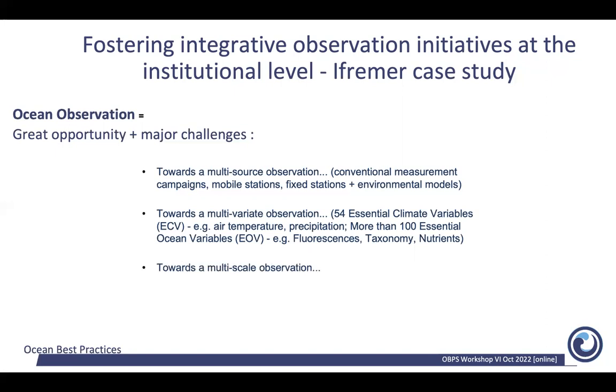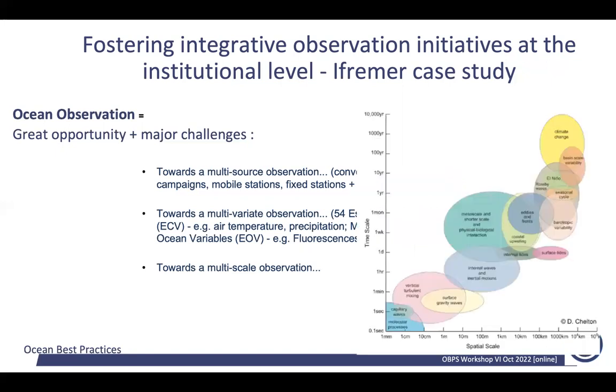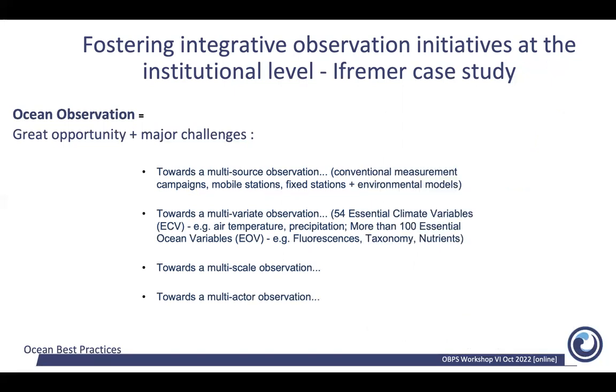We are heading toward a multi-scale observation, and I'm sure you know those kinds of figures, where you can go from very small spatial scales to huge ones, and it's the same time-wise. And we tend to have a multi-actor observation.